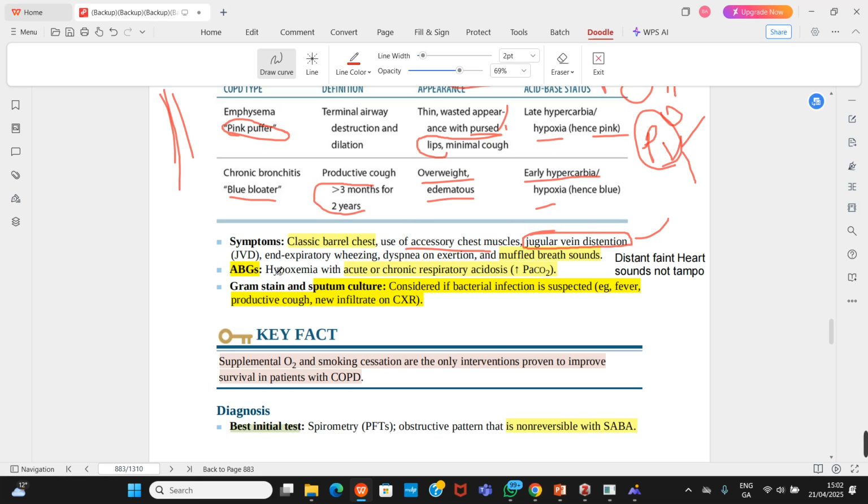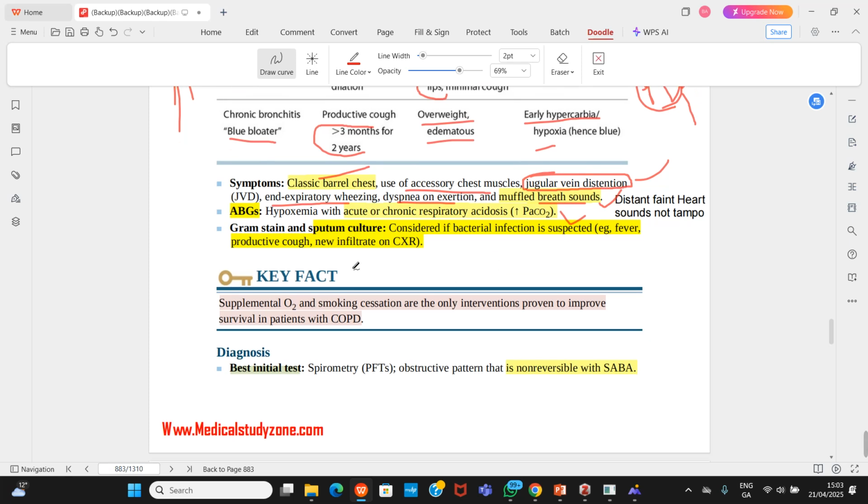They can have end-expiratory wheezing, dyspnea on exertion, and muffled heart sounds. The reason for the muffled heart sounds is the air trapping. The air trapping is also the cause of the barrel chest that they experience. Don't forget, in people with stable COPD, the PCO2 is elevated. You have explained that already, because almost all of them have respiratory acidosis at baseline. If they have an exacerbation, we might need to do a gram stain or sputum culture to look for the trigger.